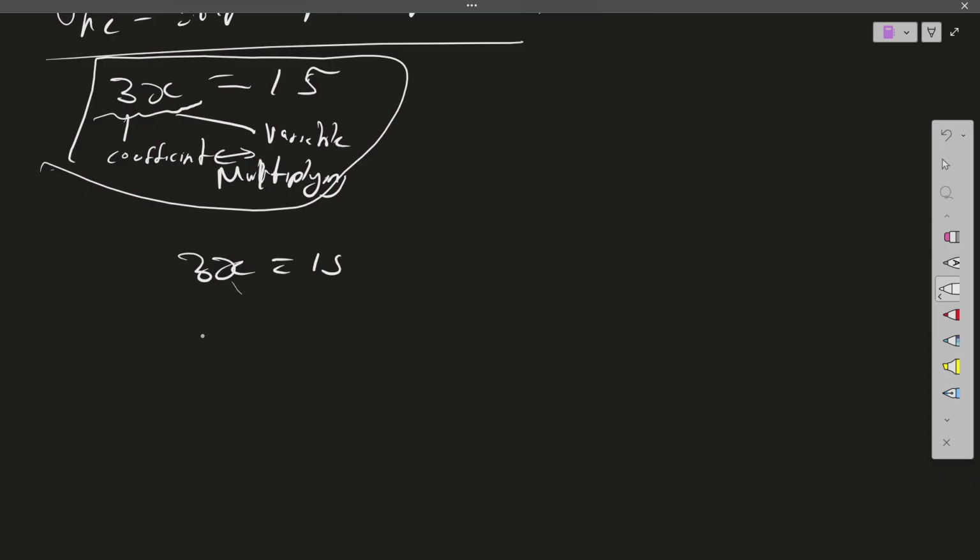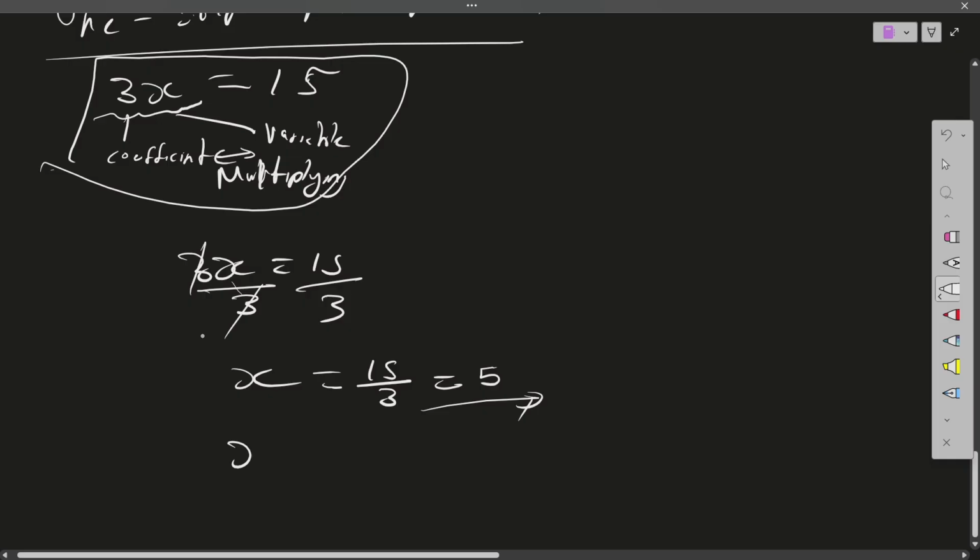And so if we have 3 times x, we are going to say now 3x divided by 3, rather, I would say. So divide by 3 on both sides, right? Because remember, what you do on the left, you do on the right, okay? So now you are going to cancel these 3's, and so x is equal to 15 divided by 3, and 15 divided by 3 is 5, right? And so basically that is our x is equal to 5 in this example.